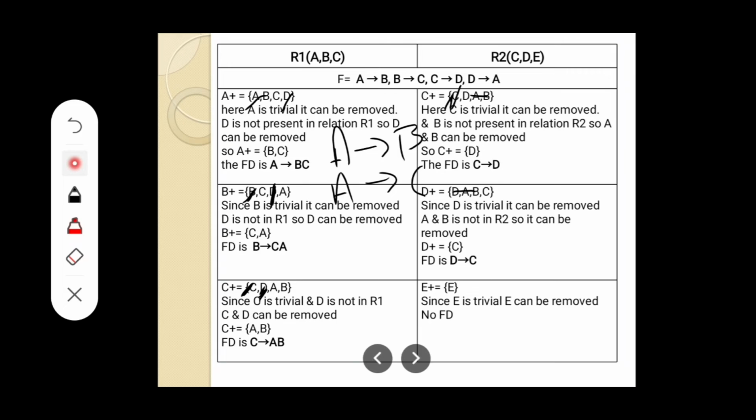Next we will find E closure. What is E closure? We don't have any value for E closure. The only value is E itself, because we are not having any functional dependency starting with E. So the E closure's answer is E itself. Since E is trivial, E can also be removed. So here we don't have any functional dependency. We could not derive a functional dependency here. Okay, next set is what?